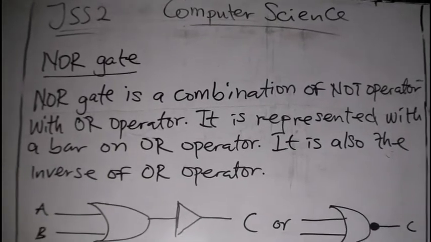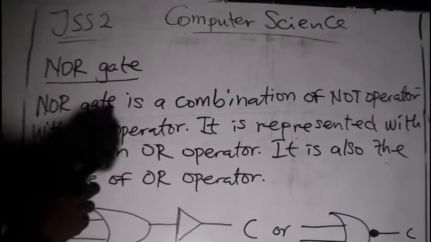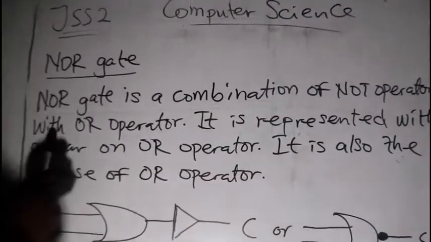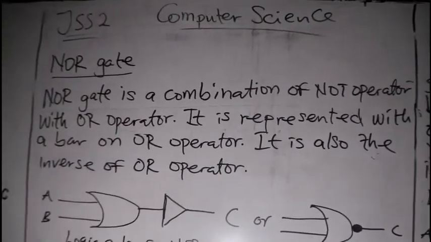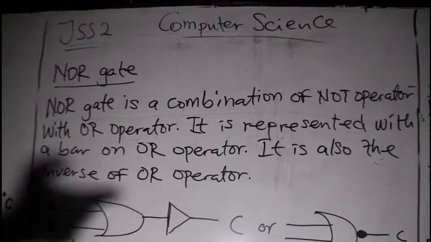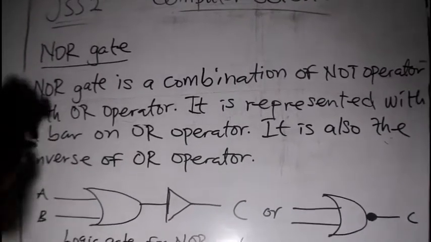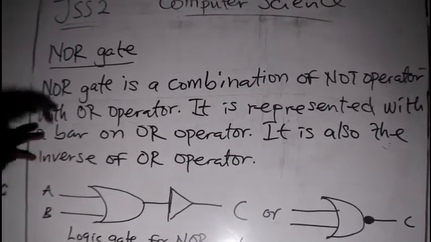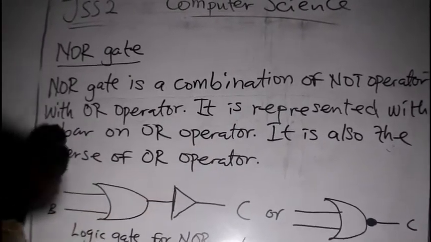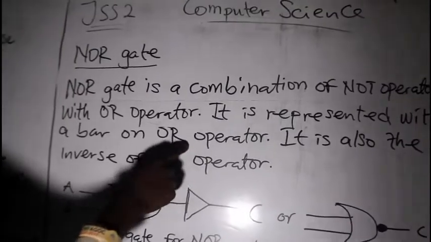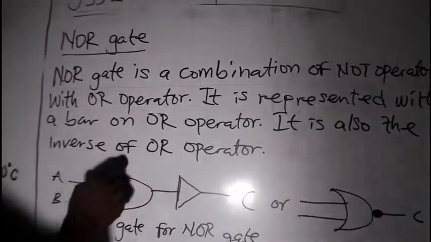The next one is the NOR gate. The NOR gate is a combination of the NOT operator with the OR operator. Of the three standard logic gates, AND, NOT, and OR, the NOR gate combines the NOT operator and the OR operator, and it is represented with a bar on the OR operator. It is also the inverse of an OR operator.